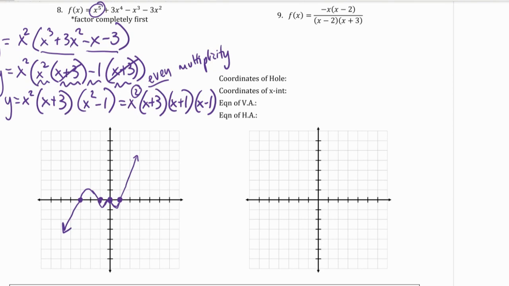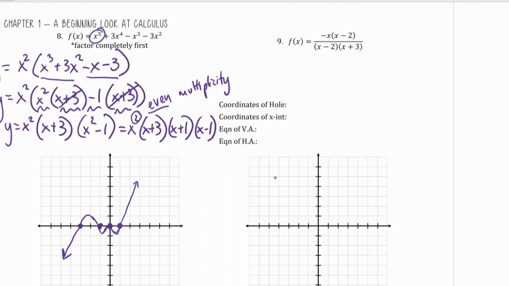Lastly, number 9, we have holes, x-intercept, vertical asymptote, horizontal asymptote. This is a rational function, and we've got a bunch going on here. It's already factored. If it wasn't, I would tell you to factor. Now, you might want to just cancel those and ignore it. But although we are going to cancel it, what this tells me is that this is the graph of negative x over x plus 3 with a hole at x equals 2. If you cancel a factor in the numerator and denominator, just remember that's going to be a hole.